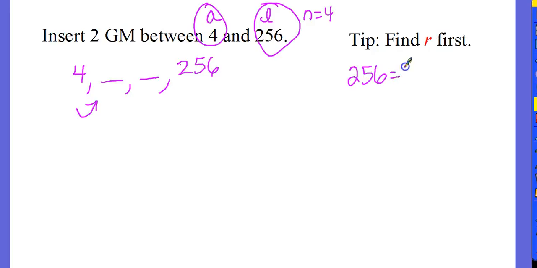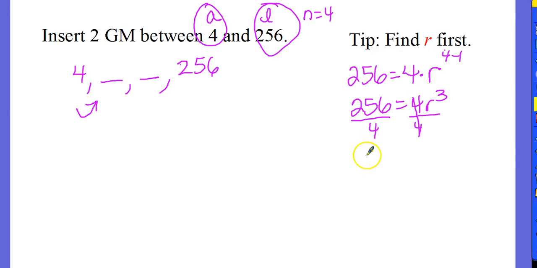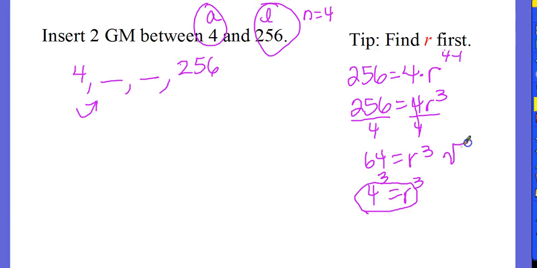256 equals 4 times R to the 4 minus 1. Or 256 equals 4R cubed. Divide by 4. 64 equals R cubed. And at this point, you can go a couple of different directions. You can write this as 4 cubed equals R cubed and see R equals 4. Or you could cube root both sides, right? And you also get R equals 4.